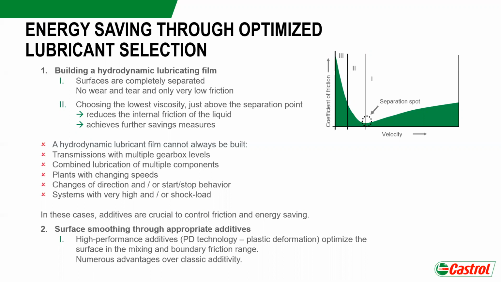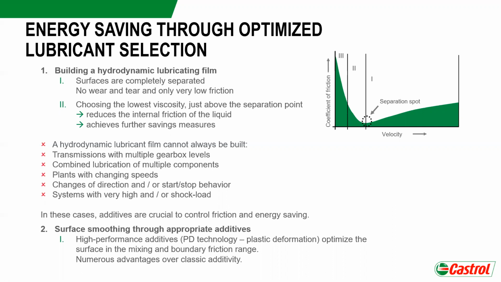So ideally, if you want to save energy, you try to select a lubricant that has a viscosity right around the separation spot. So we just barely are able to generate a fluid friction film able to separate both friction surfaces. But unfortunately, that's also not always possible. So what can stop you from selecting a viscosity that's right for your application, that's always fitting?